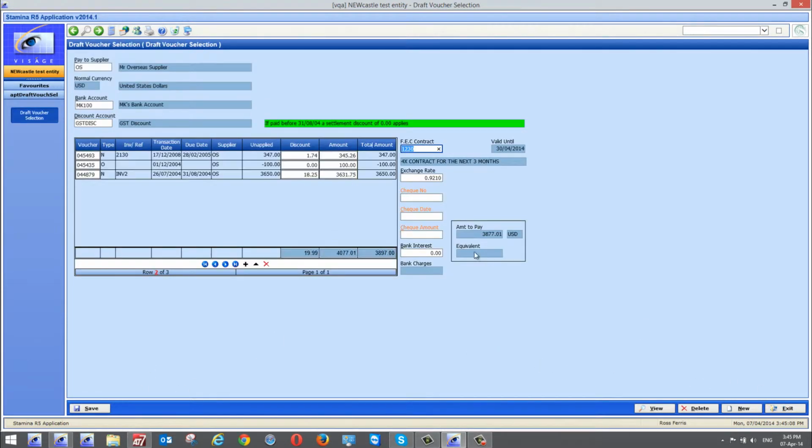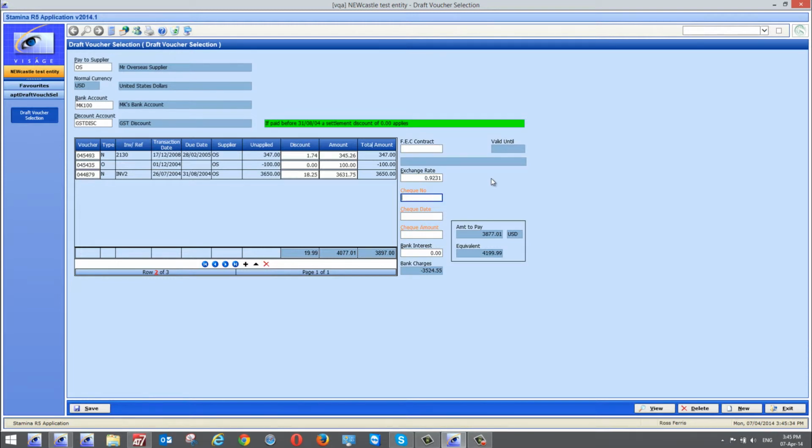So what I'll do here, because I'm referencing that particular foreign exchange contract, this is my spot rate, was 92 cents, but because I've actually referenced that contract, the system is going to lock that exchange rate in and won't let me change it. If you don't use foreign exchange contracts, then leave the field blank, and you can nominate the actual exchange rate that you're going to be paying.